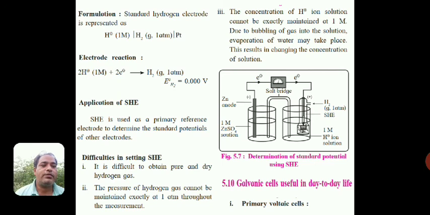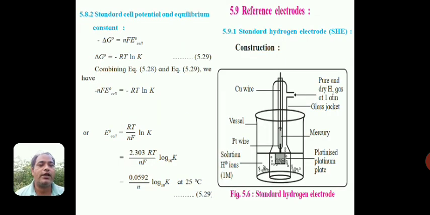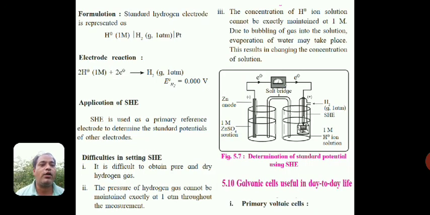Now in the next diagram, a cell is given for the determination of standard potential using SHE. That means the diagram we just saw, the reference electrode, the standard hydrogen electrode, is one of the electrodes we use in a cell. So this is the complete cell diagram for the determination of the standard potential using SHE. In this diagram we can observe that the SHE is connected with the zinc electrode, and zinc is dipped in its own ionic solution, that is zinc sulfate. In this way we can use SHE to calculate the electrode potential of other electrodes.